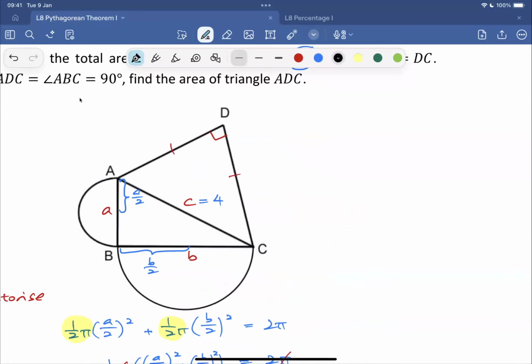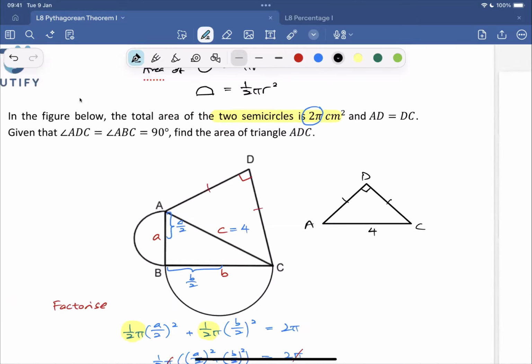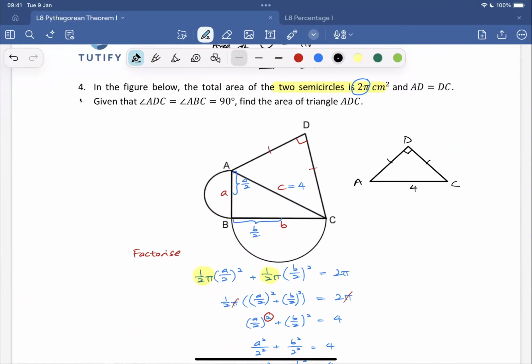Okay, so what we have here is a right-angled isosceles triangle, which is ADC. Actually, my drawing is not so accurate. Let me make it a little bit more accurate. Okay, something like that. Isosceles ADC, and you know that the base is 4. The question is asking you to find the area, right, Elisha? Do you know how to find the area?